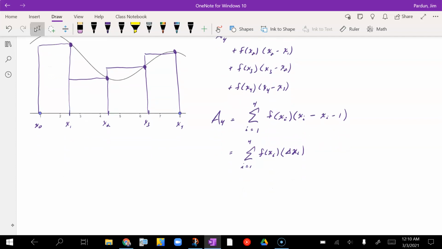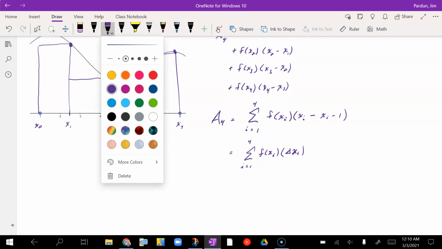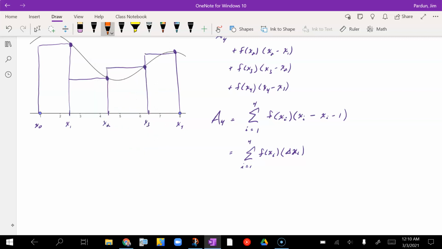So I'm going to come down over here. I'm going to write this in a different color. And we're going to say if I have n number of rectangles, then A sub n, the area of n rectangles, is going to be the sum from i equals 1 to n, right? Because I have n number. If I had 4 rectangles, it would be 1 to 4. But now I have n rectangles. And it's going to be f of x sub i, that's the height of each rectangle, times delta x sub i. All right, so that's n number of rectangles.